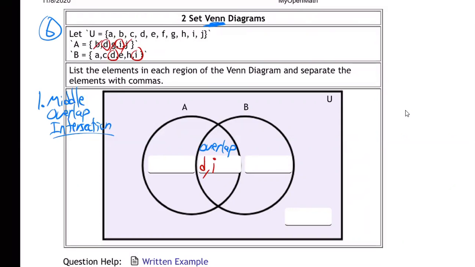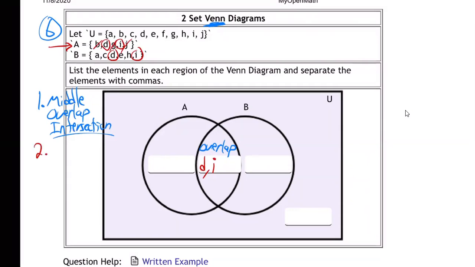Let me pause there for a second. Do you see how I found that overlap? I just found what's in both circles, what's in both sets. So remember, whenever you do that, you just go down one of the sets. I just went down A, crossing things off or circling them if they're a match with something in B, if they're in both sets and they're thus in the overlap.